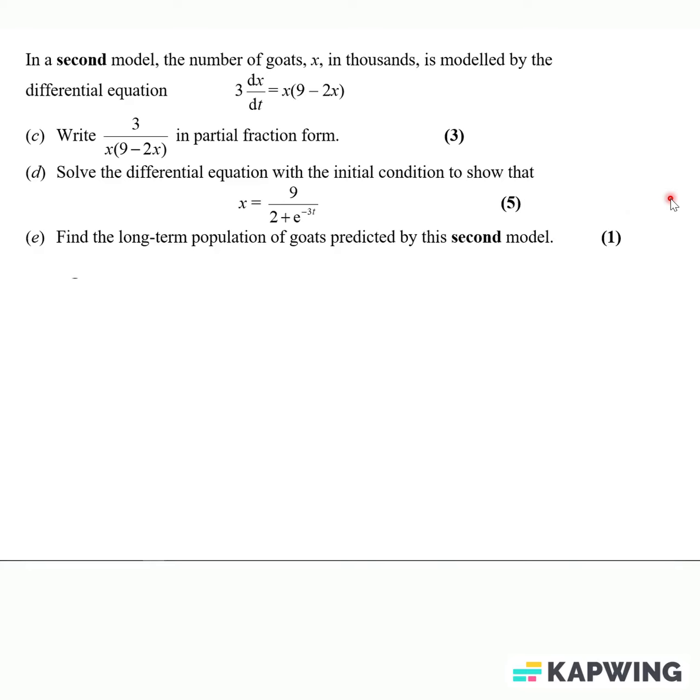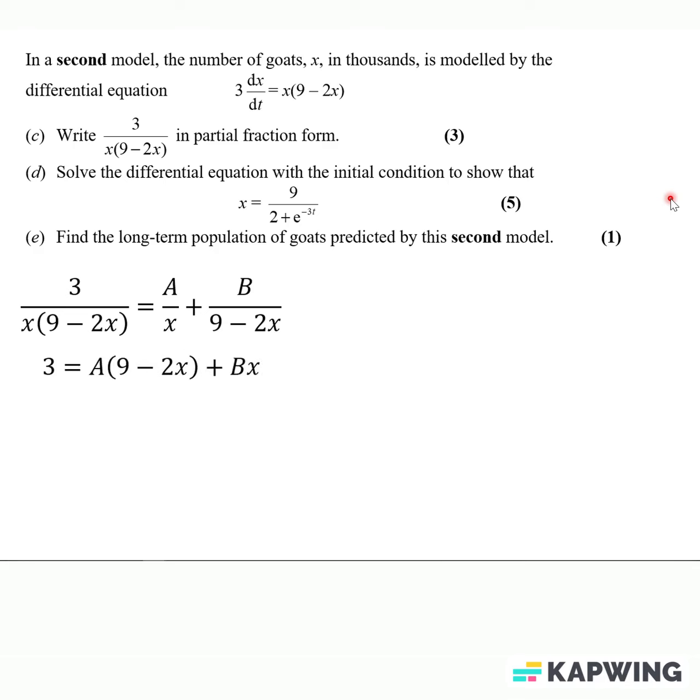Now, the second model, we've got that differential equation. We're going to write that in partial fractions. So we need a fraction with an x and a fraction with a 9 minus 2x. If I put x is 0 in, after I've multiplied through by that denominator, I get 3 is equal to 9a. So a is a third.